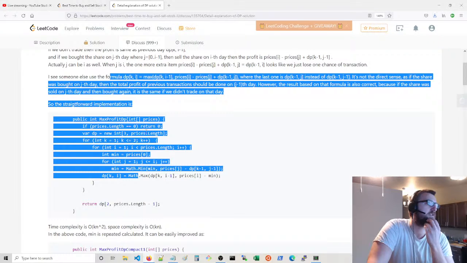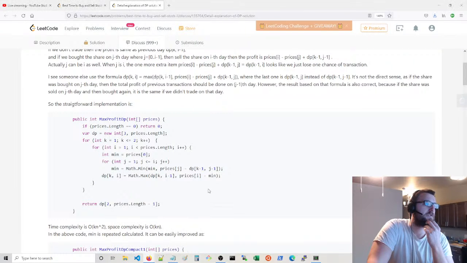Yeah, I was just saying, this is really good though. I like this solution a lot. Profit DP, so O of k n squared time and O of k n space, right?